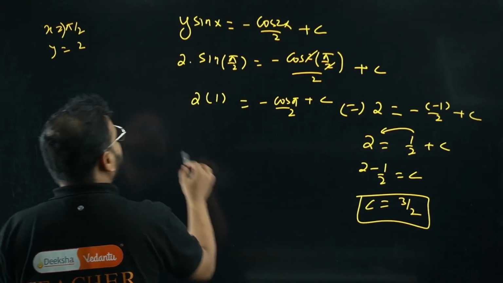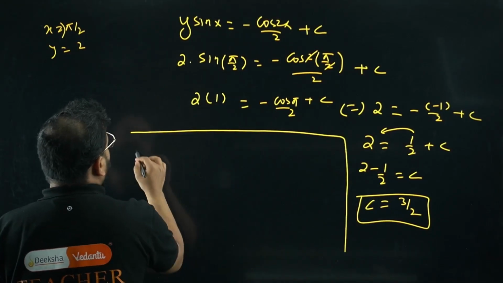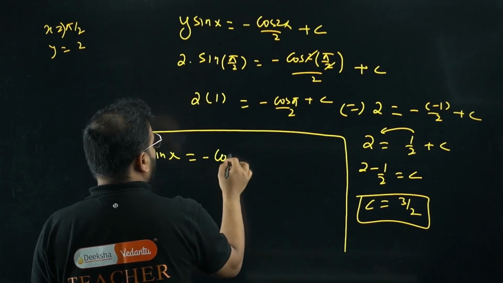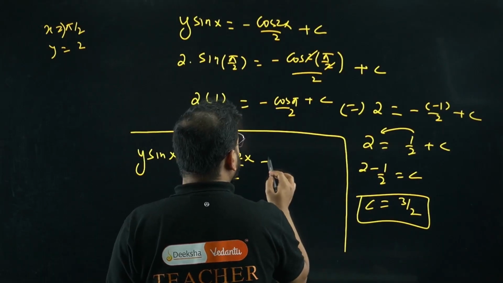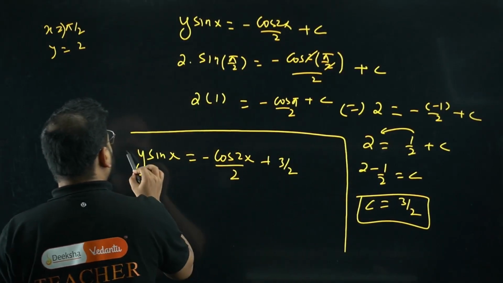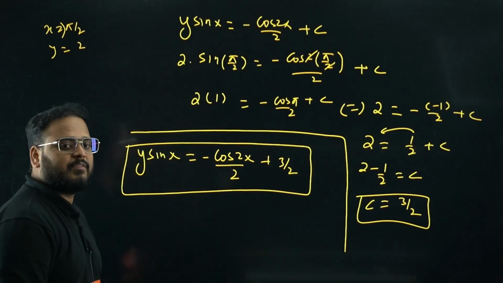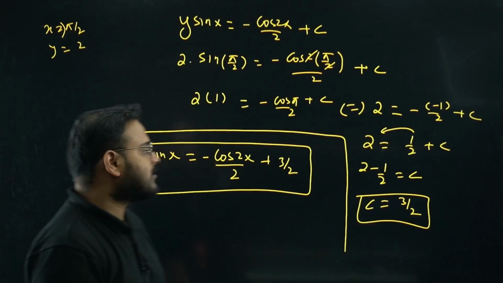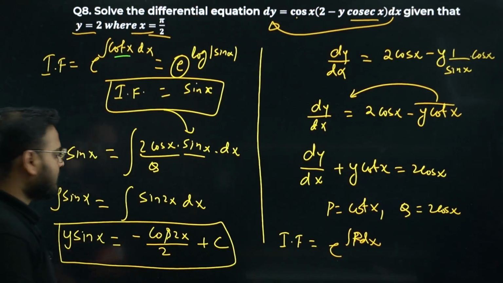Now put it back in the general solution to get the result in the form of particular solution. So y sin x equals minus cos 2x by 2 plus this value, plus 3 by 2. This is your final answer. Please check. y sin x equals minus cos 2x by 2 plus 3 by 2. This is clear. All of this is clear.